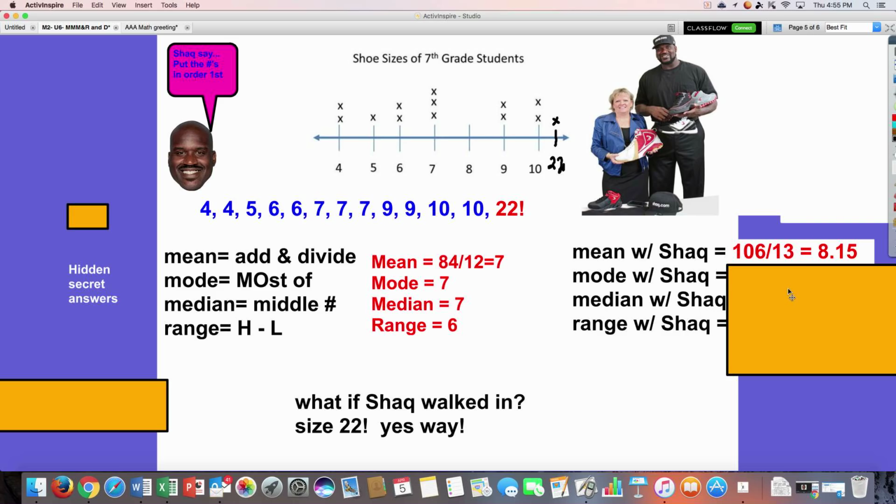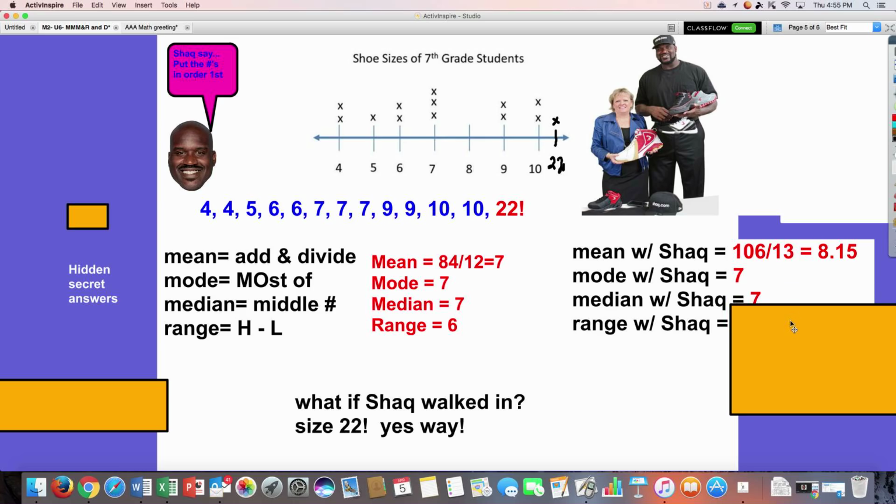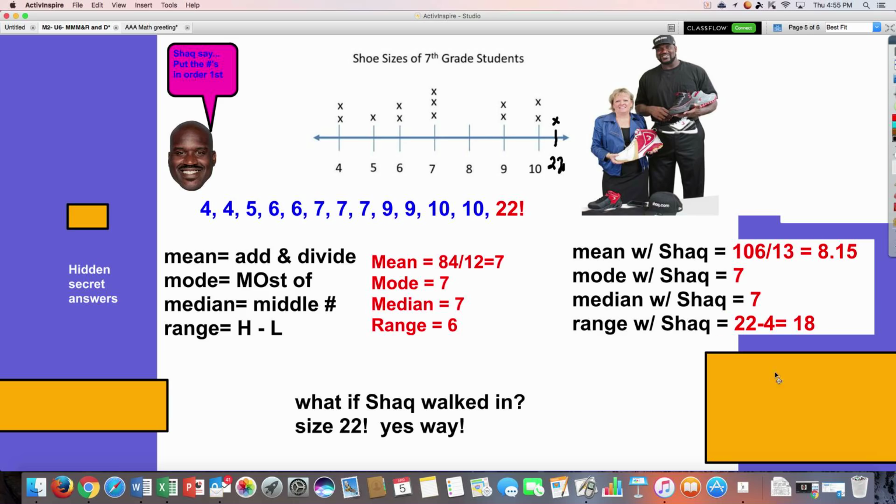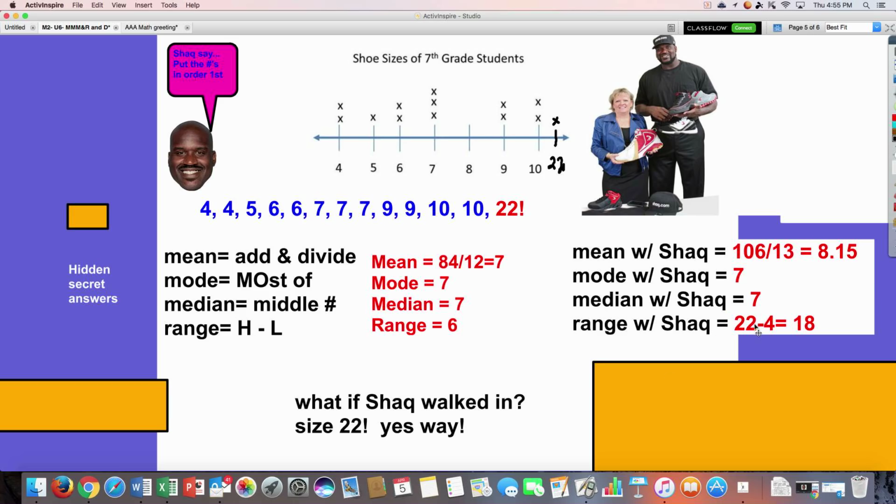How about the mode? Well, that doesn't change. There's still 3 7s. The median, or the middle number, that doesn't change either. It's 7. But the range, well, that's definitely going to change. We got 22 minus 4, which equals 18. High minus low. So you can see how one person could greatly affect the data, having an outlier like this. Everyone's right in this range, and all of a sudden, bam, 22.